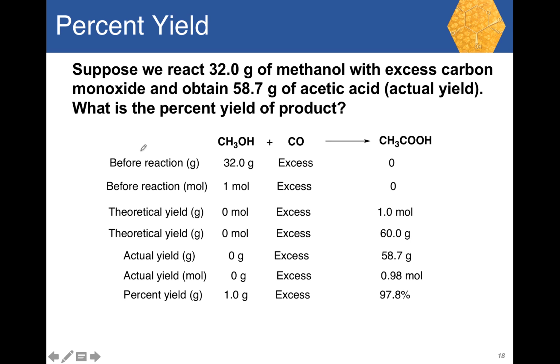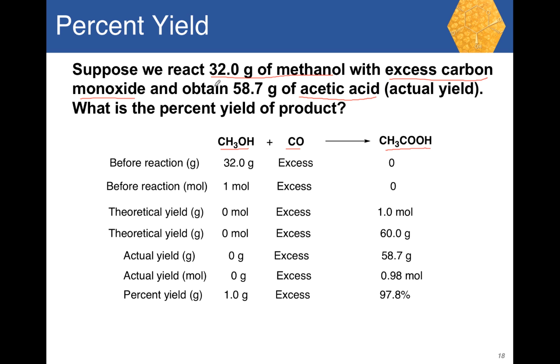So suppose we mix 32 grams of methanol. This is it right here. With an excess of carbon monoxide. This is it right here. And we're trying to make here acetic acid. And this is acetic acid right here. And the question is, how much acetic acid should we get? And what is the percent yield? So let's make sure we understand the question.